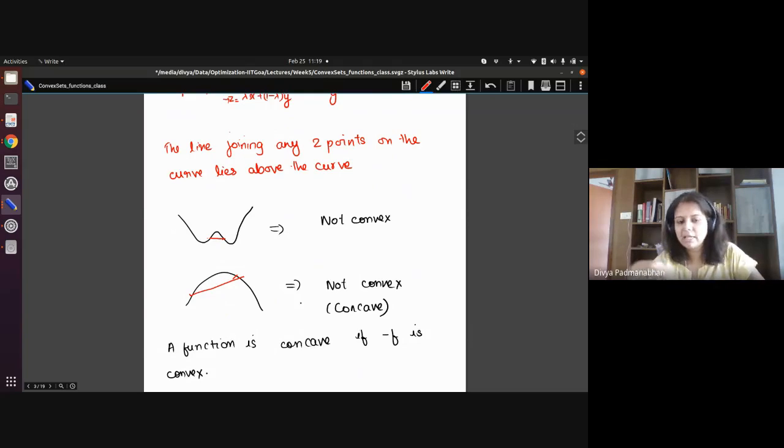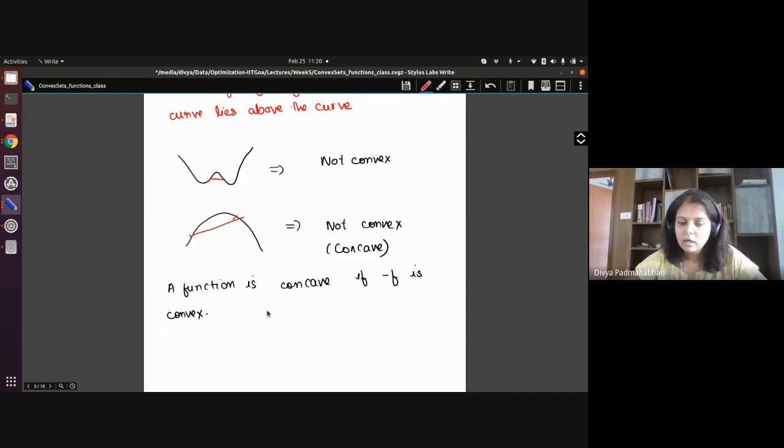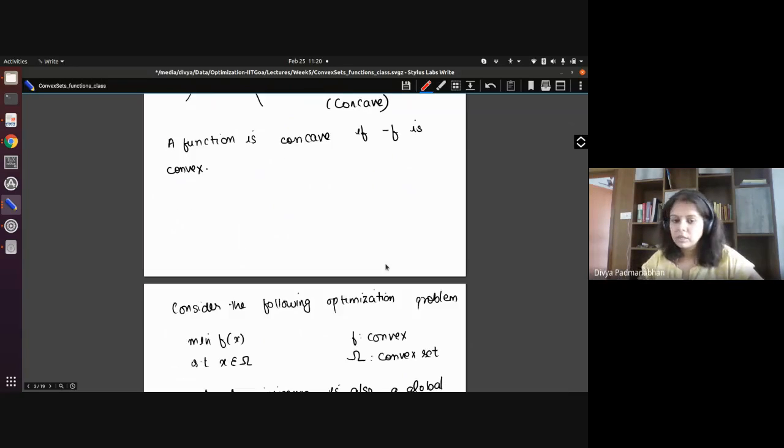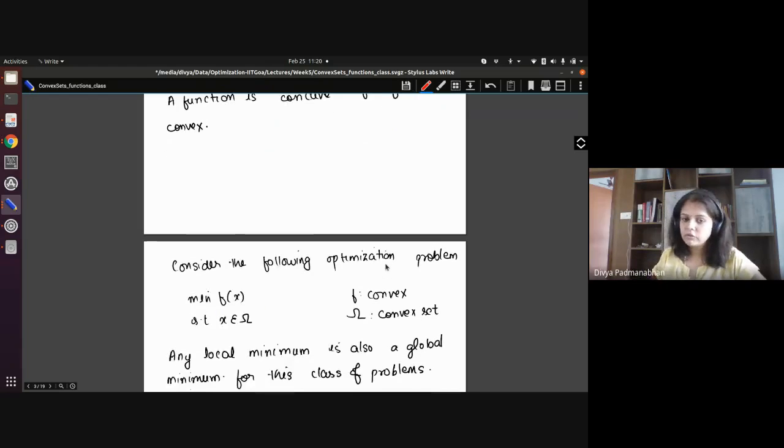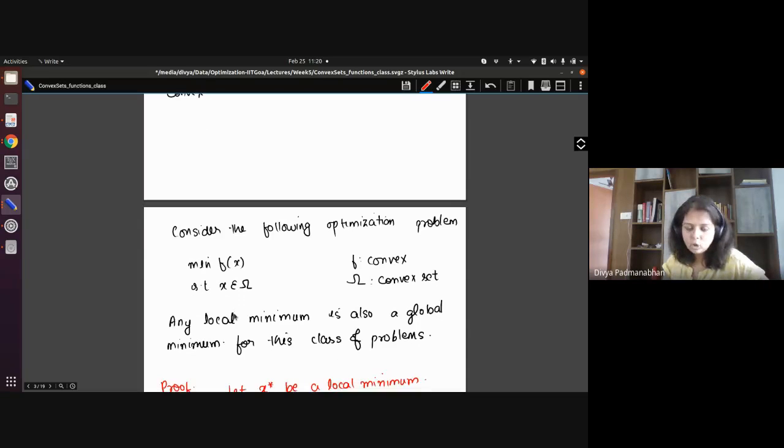So you'll have an inverted bowl shape. Intuitively, that's about concavity. And the feature about these optimization problems, why they are important, is that if you define an optimization problem as a minimization of a convex function over a convex set, so the constraint set is convex and the objective function is also convex, and you're trying to minimize it, then any local minimum is also a global minimum.